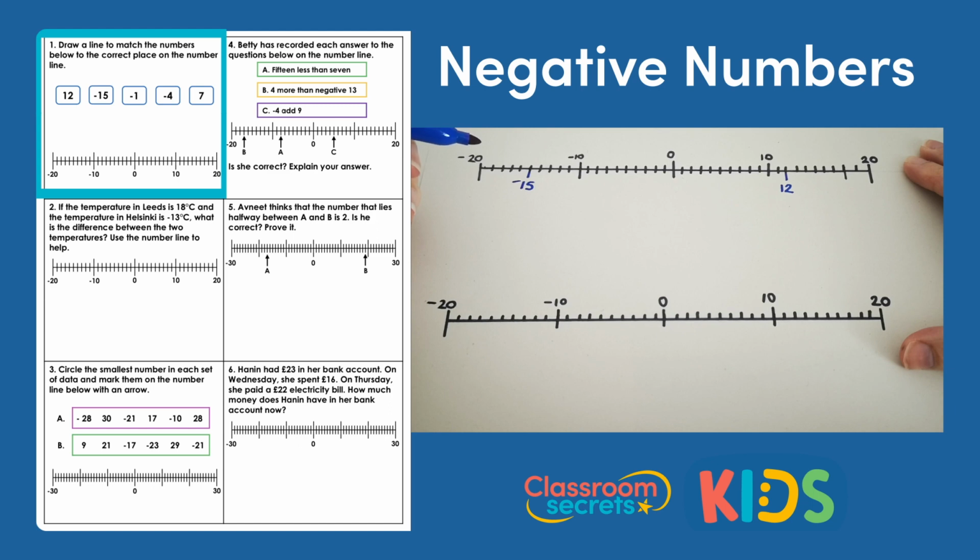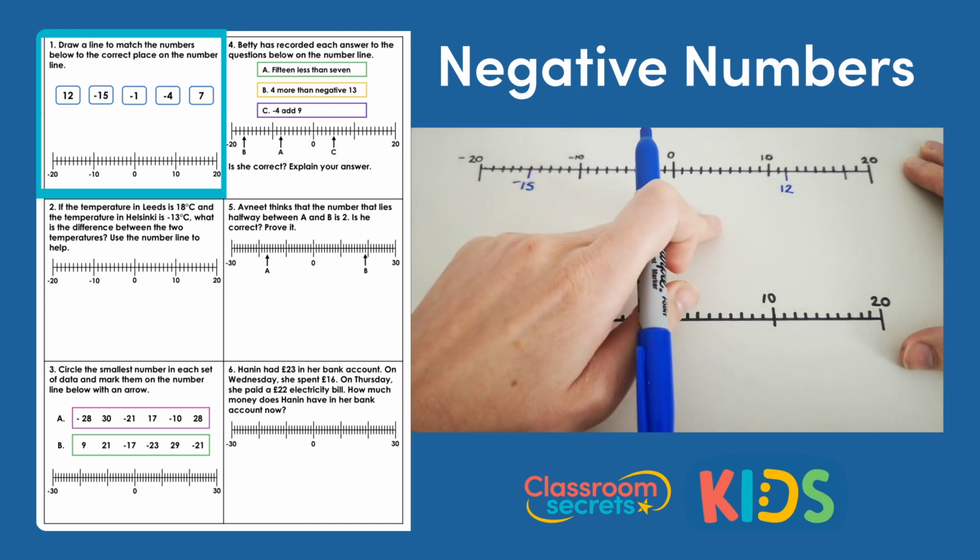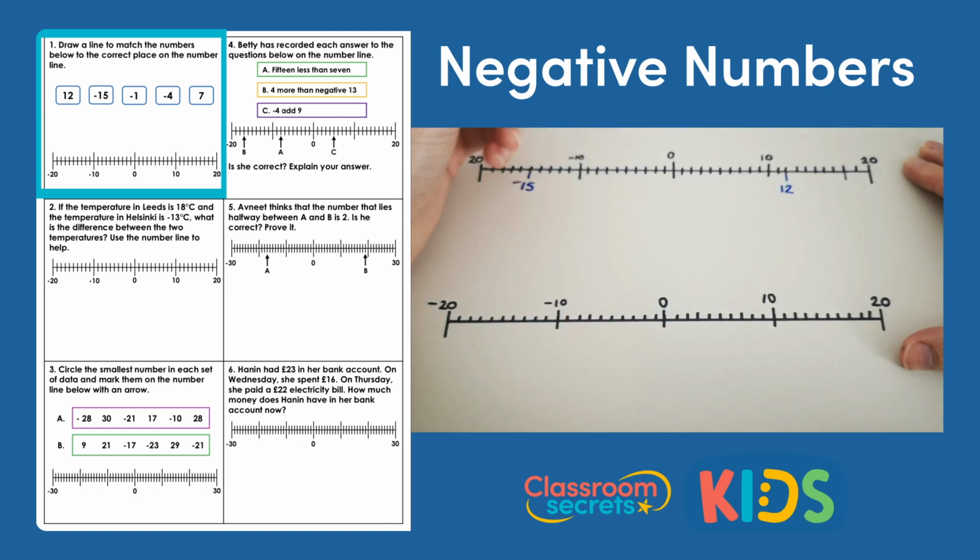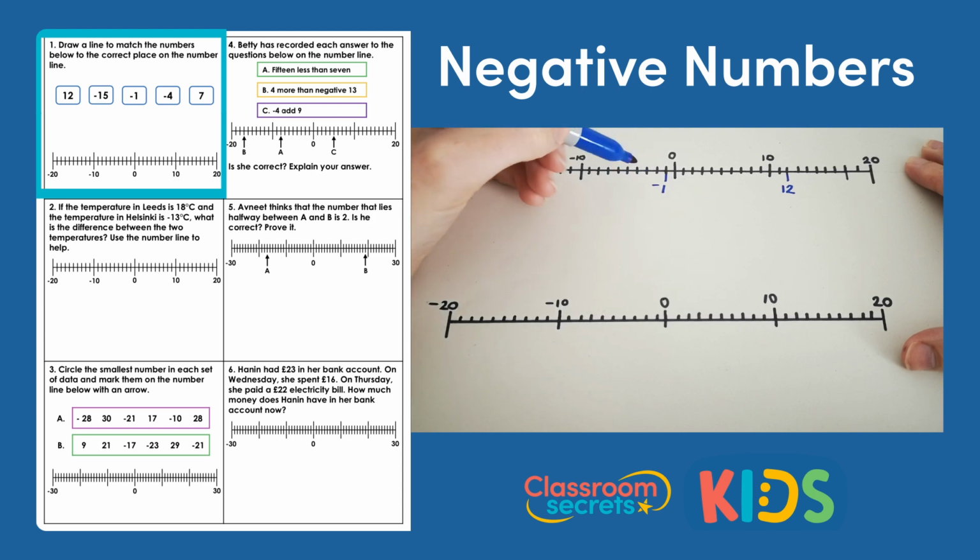The next number is negative 1. So if we think about where our 0 is, we can start at 0, count back 1 and negative 1 goes there. Now we've got negative 4 to plot. If we carry on from negative 1, we can go negative 2, negative 3 and negative 4. And plot that there.